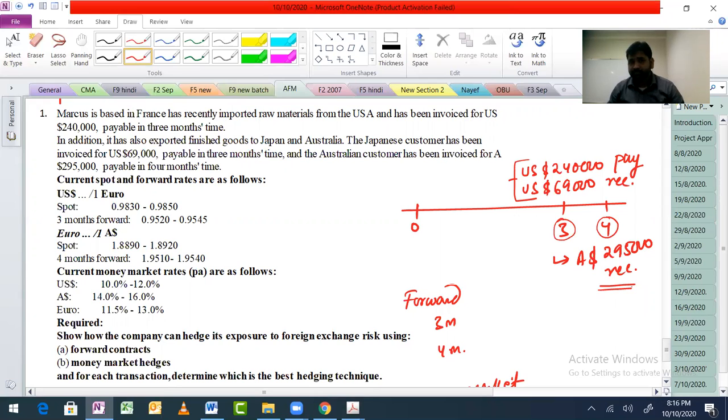Sir, for forward and money market, right? Only for money market, and that also for the Australian dollar receivable. That's it.